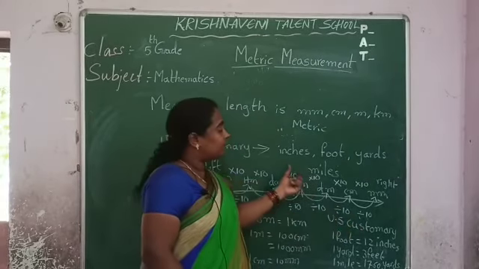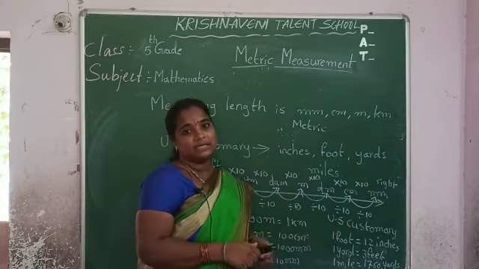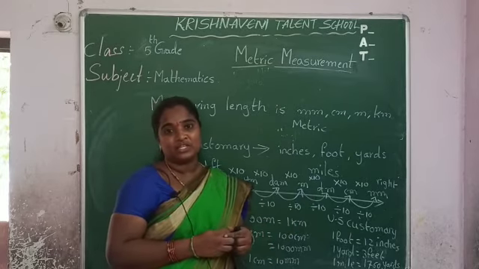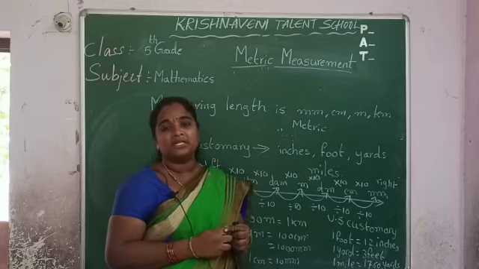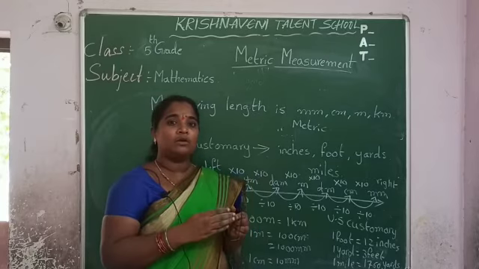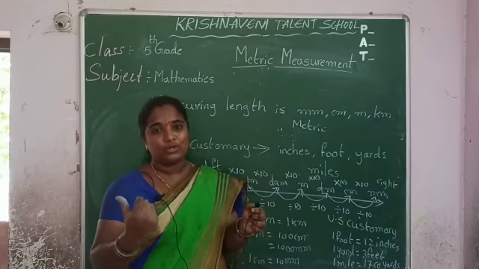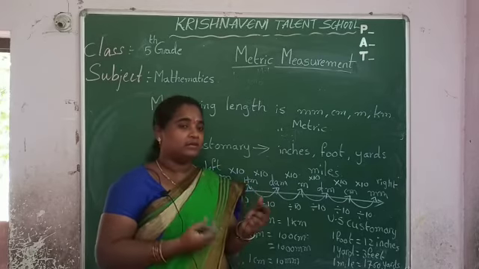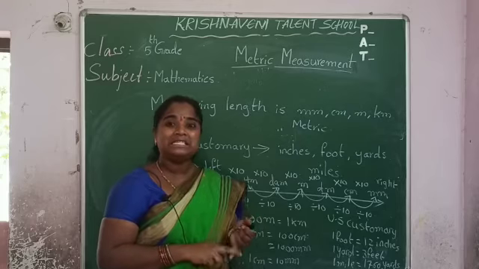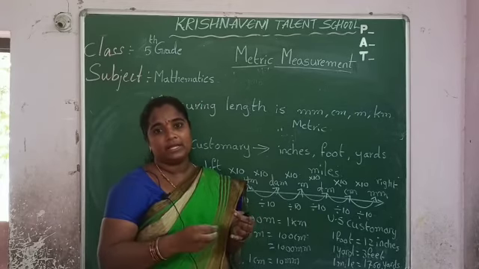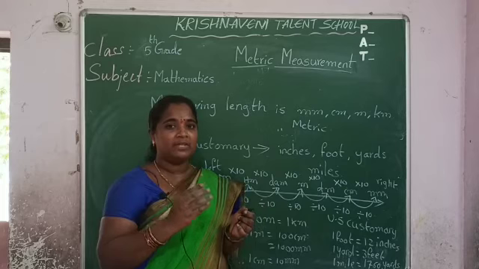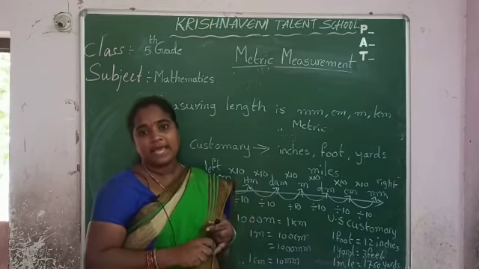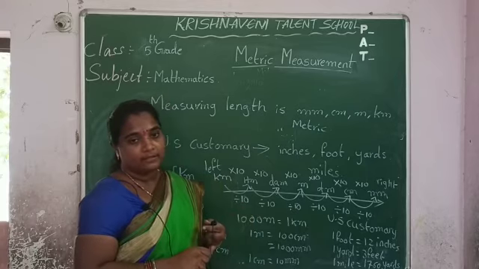Next, how to estimate the length. Already in the previous videos we learned about estimation and rounding. Estimation means it is nearer to the actual value. So estimation of length is also nearer to the actual distance, with only a little gap between the actual and the estimate. This is the estimation of a length.